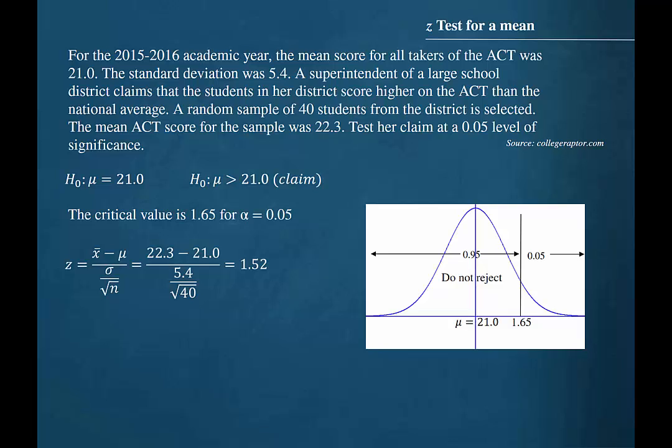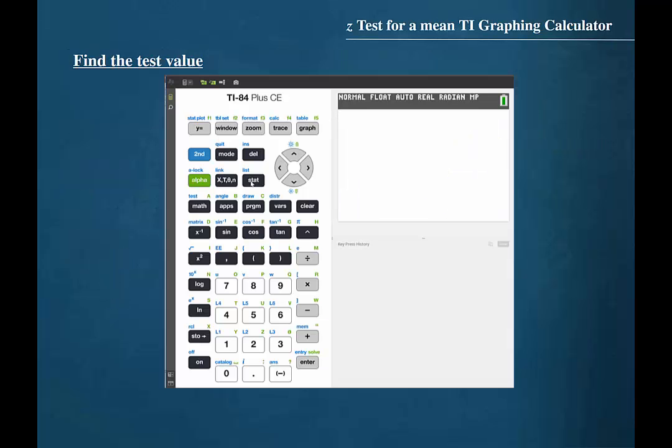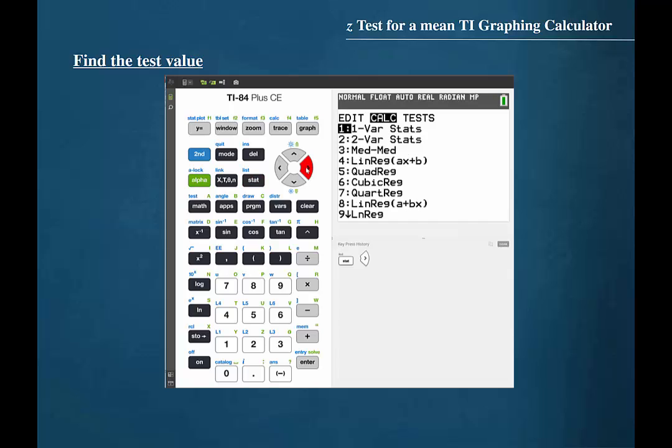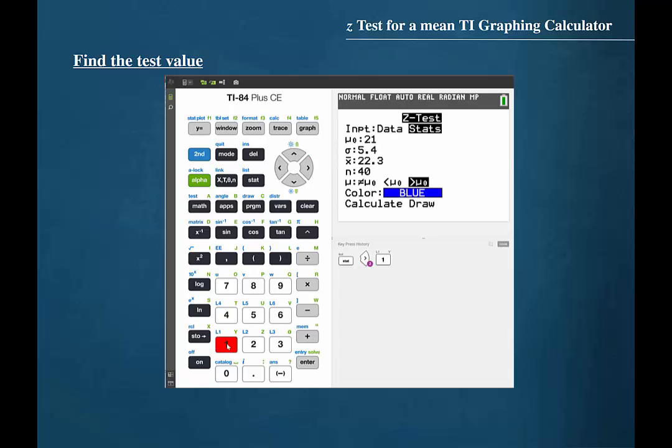We can also find the test value using the TI graphing calculator. We will need to know the hypotheses, the sample mean, the hypothesized mean, the population standard deviation, and the sample size. Press Stat, and then cursor over to Tests. We are conducting a z-test, so we should press 1. We do not have data values in a list. Rather, we have the statistical measures. So we should highlight Stats and press Enter.